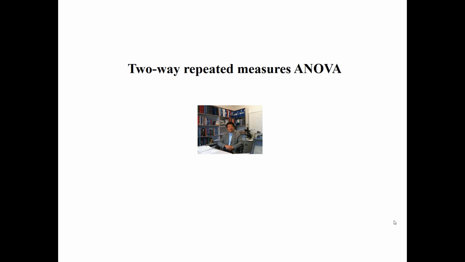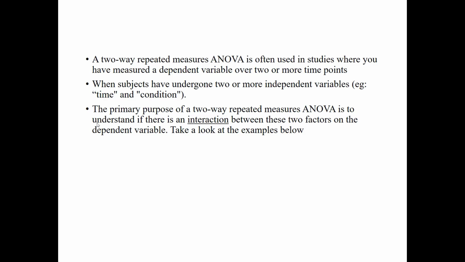In this video, I would like to show you how to do two-way repeated measures ANOVA using SPSS software. So what is the two-way repeated measures ANOVA? It is often used in studies where you measure one dependent variable over two or more time points. In other words, you have one dependent variable and two or more independent variables. Normally it's the time and the condition.